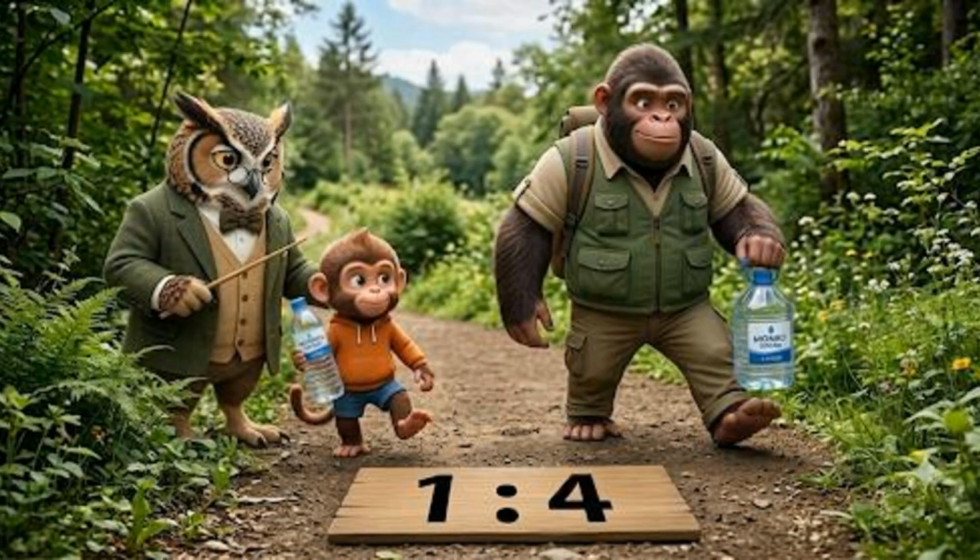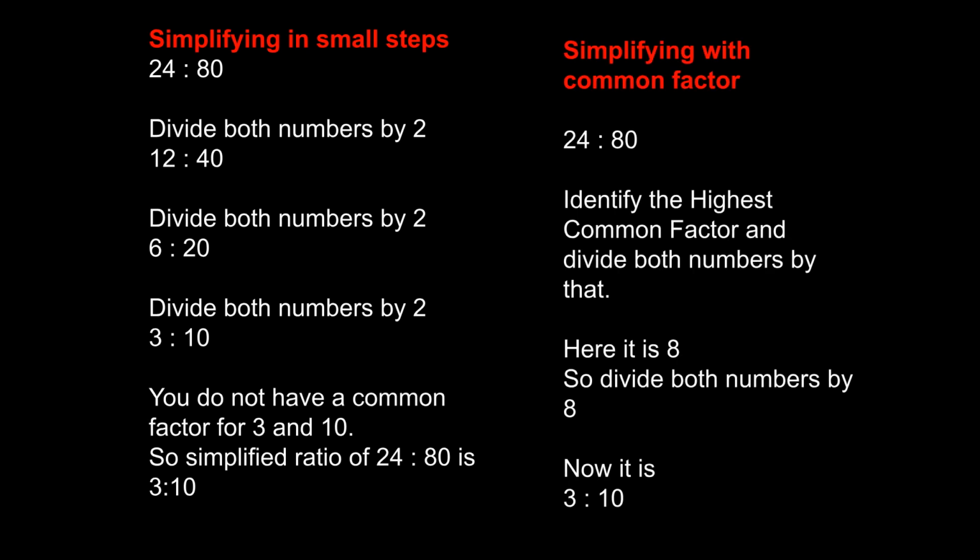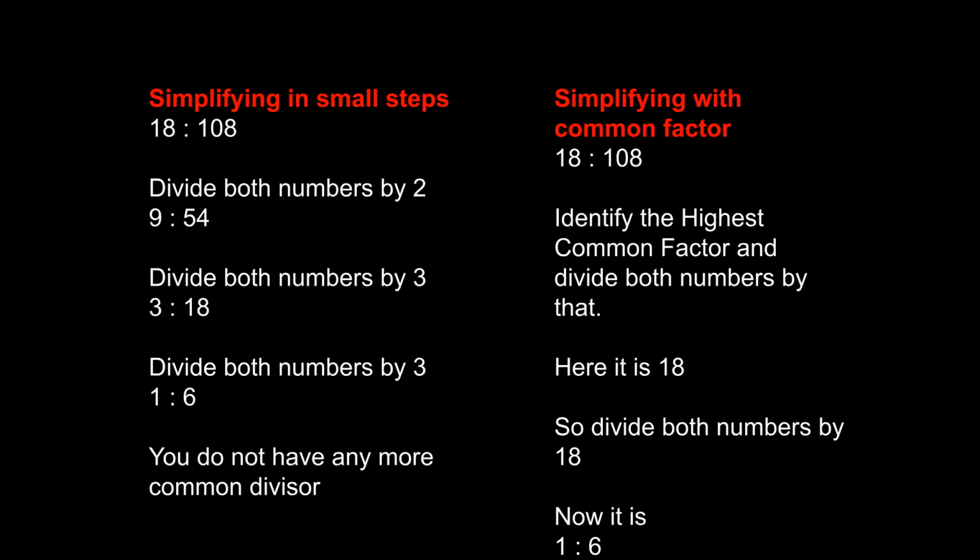Let me also show you simplification of few other ratios. To 80, you can either divide in small steps by 2 and arrive at 3 to 10, or find the highest common factor of 24 and 80 to simplify directly to 3 to 10. Similarly, for 18 to 108, dividing by 2 and then 3, simplify it to 1 to 6. Or dividing by the highest common factor directly simplifies the ratio to 1 to 6.